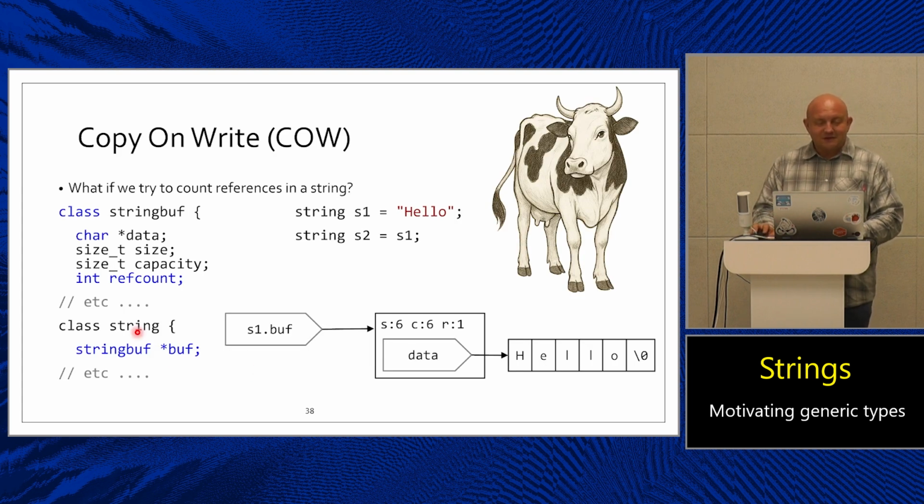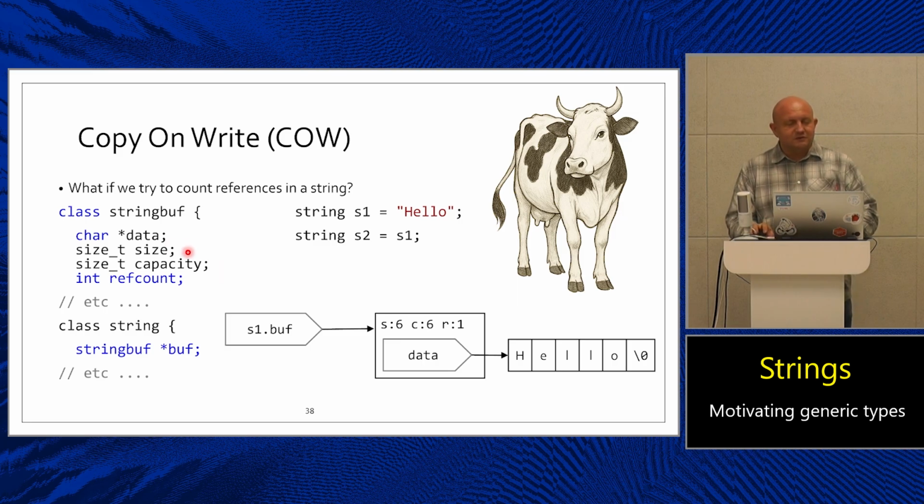We take and introduce a ref count in the string buffer, and our string is now just a pointer to the string buffer. The principal scheme is correct. In reality, this will look different. I don't like the int ref count because the buffer is probably a global shared resource, so it should be atomic. And this is called copy on write.